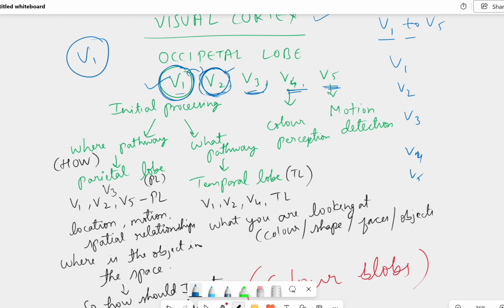Then the V3 area, remember, since it is in between, can you understand? It's exactly in between V1 and V5. This is not very clearly defined, okay, compared to other areas.